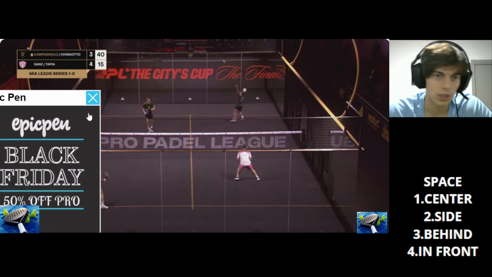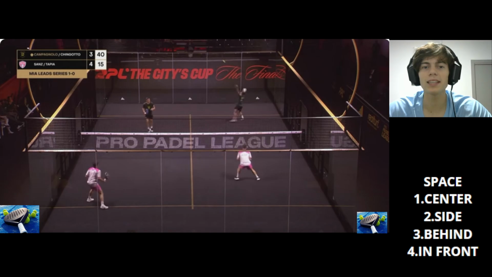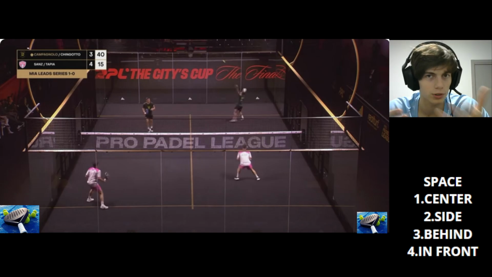So, what is space? Well, space is defined as a zone of the court, or multiple zones, it depends on the case, where there aren't any players, and if the player has to enter that space, he has to run, meaning he needs to take the ball basically while running. So, let's try to see how this concept gets applied a lot during paddle matches.